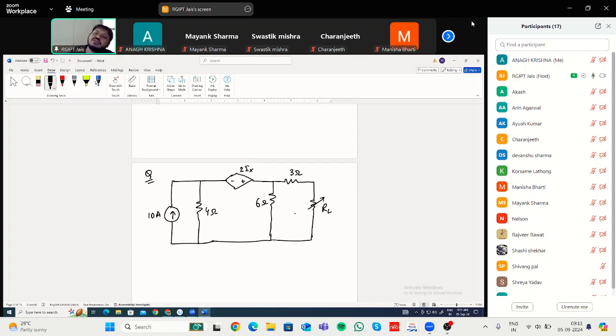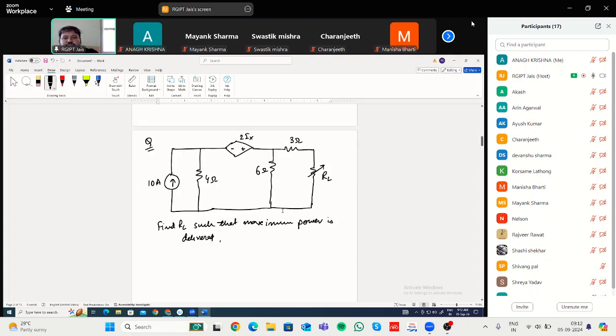This RL value is not given to you. So you have to find RL such that maximum power is delivered. Now we have already learned the maximum power transfer theorem.